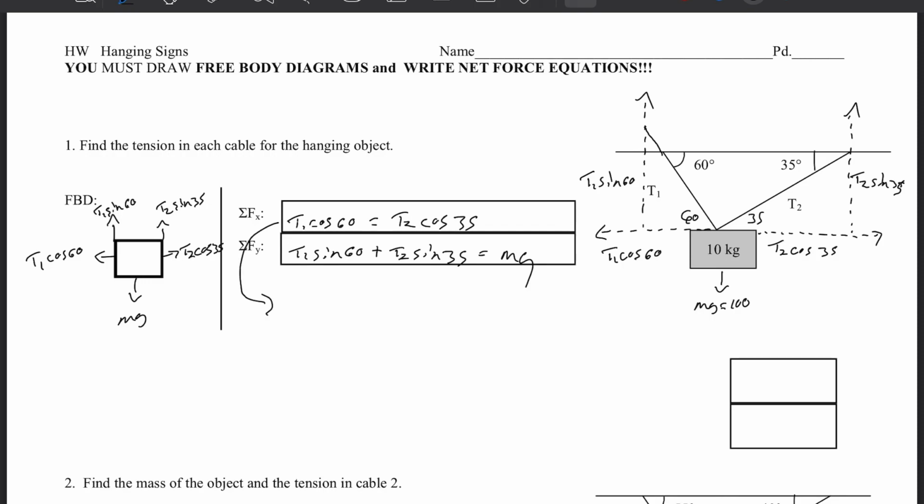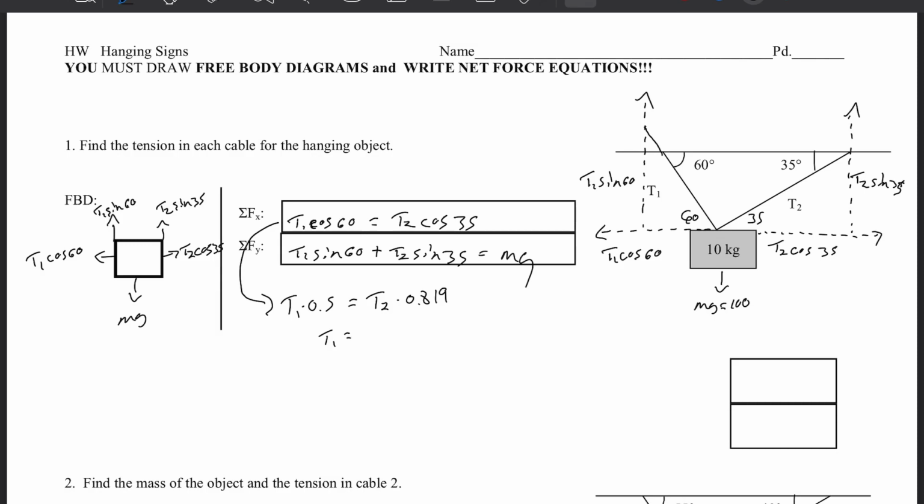Let's start with the first one, T1 cosine 60. I can put cosine of 60 into my calculator and I get 0.5. I can also put cosine of 35 in my calculator, and I get 0.819. I'm choosing 3 decimal places. We say 2 in class, but I'm choosing 3 because a lot of people are used to doing 3 in math, and it doesn't make that much difference. We're looking at the applications and not getting the exact precise value. Rounding errors are going to occur.